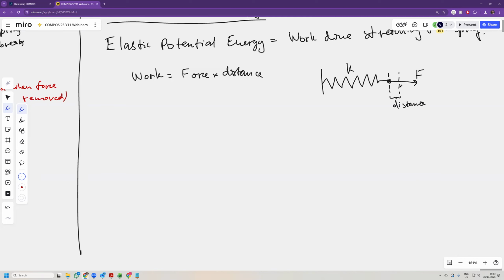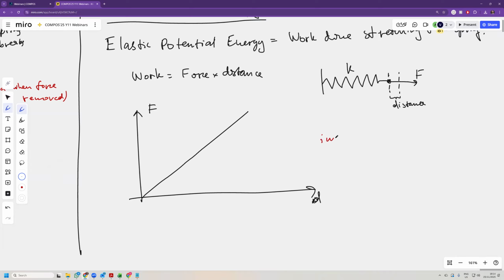Problem is the force keeps changing, because the more you stretch the spring, the more force you need. And that's what we see on the graph. The force increases with distance. So the more distance you cover, the bigger the force. That's not very helpful. How can we calculate force times distance if the force keeps changing? Well, we use a very, very important tactic. We say, what if the force doesn't change gradually, but the force changes in jumps?